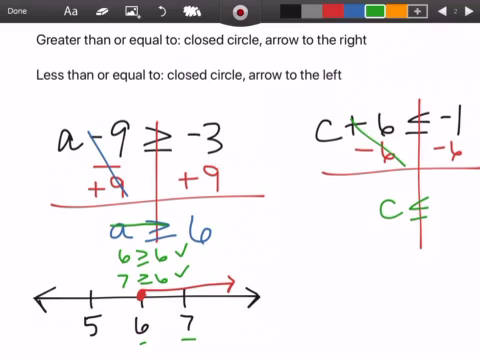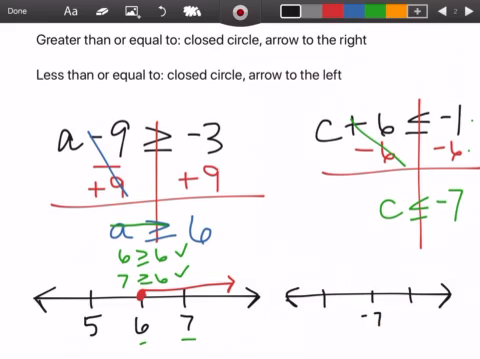Negative 1 and negative 6 give me a negative 7 total. These are both negative being combined. Negative 1 and negative 6 combined to make negative 7. So this says c is less than or equal to negative 7. I need 3 numbers. I need negative 7.